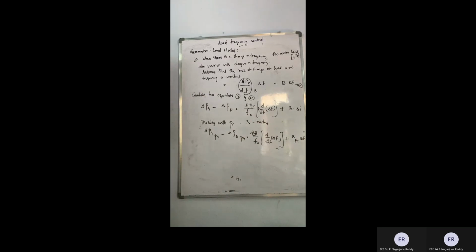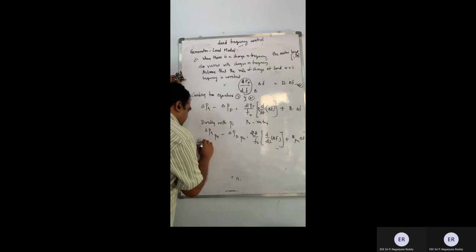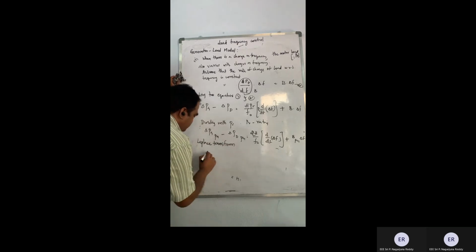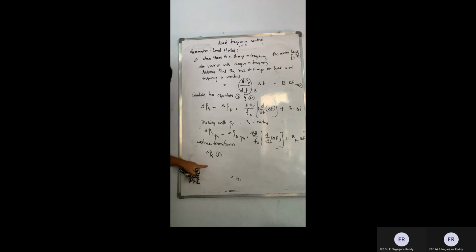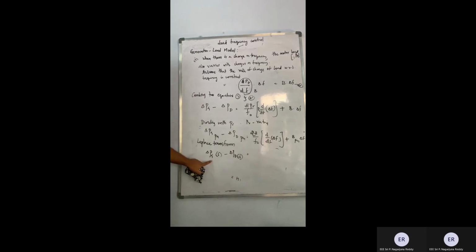Okay. Now, say this is a differential equation. I employ the Laplace transform for doing this one. Applying the Laplace transform, what will this become? Delta Pg of S per unit minus delta Pd of S. This is also in per unit. All these are in per unit.